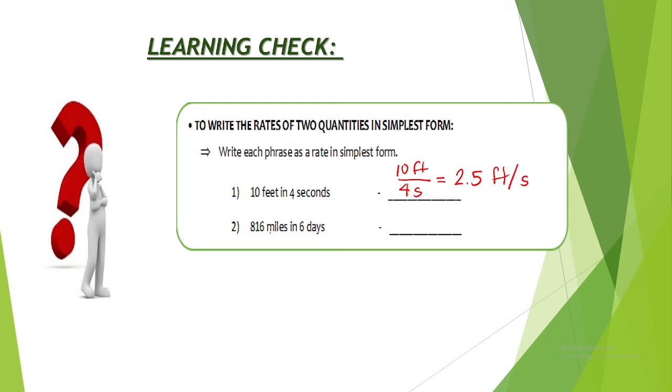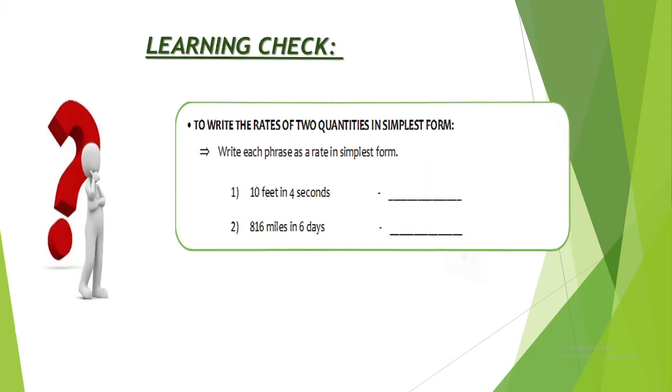Okay? What about number 2? Sir, this can also be written as a fraction, like 5 over 2. That's 5 feet over 2 seconds. Both are accepted. Okay? Let's go to number 2. What about 816 miles in 6 days? 136 miles per day. Okay, 136 miles per day. So that is how you simplify rates.